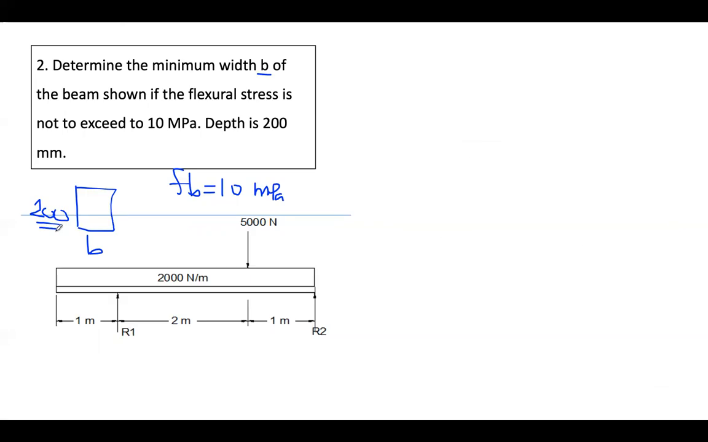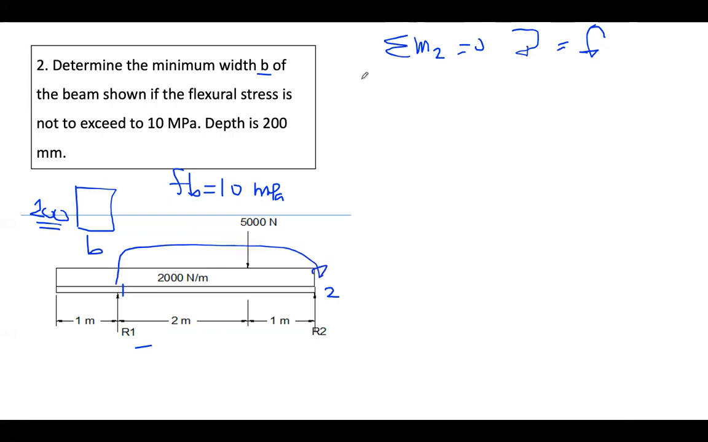Okay. So, first we calculate R1. Reaction. Para makompute mo ang B, yung width, dapat mag-compute ka muna ng moment, maximum moment. And from there, you can get the B. So what is R1? Okay, let us take moment here. Let us say this is 0.1, this is 0.2. We take moment at 2 equals to 0. Okay? Clockwise equals to counterclockwise. So, ano yung mga clockwise forces dito? Okay, R1. R1 punta dito.